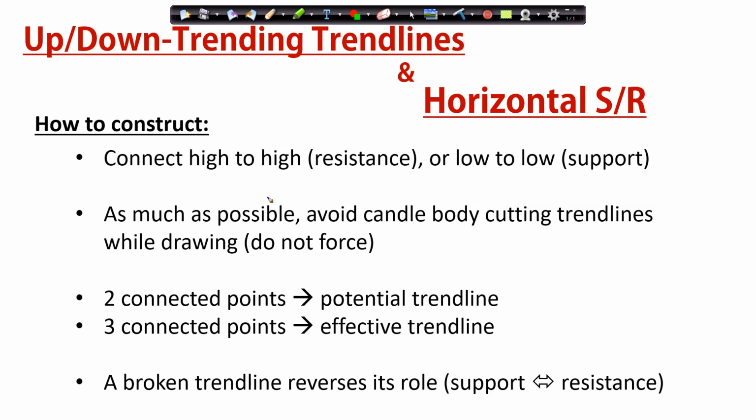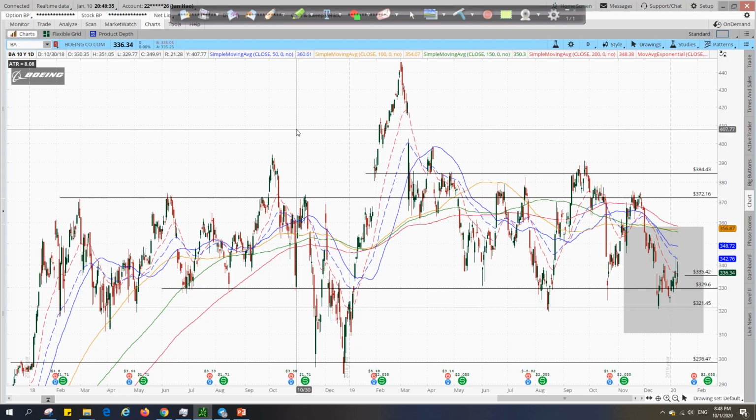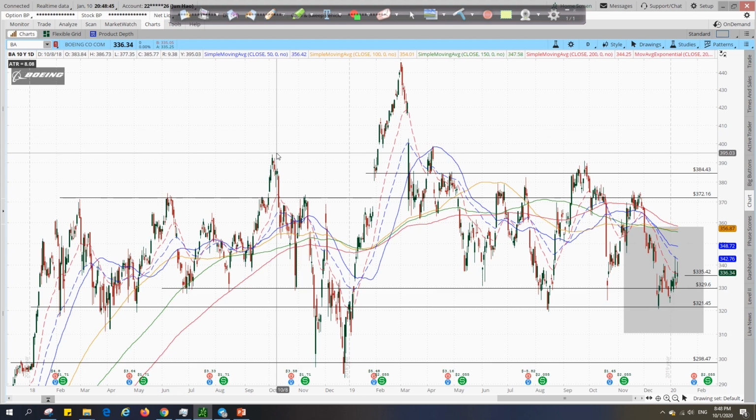So when drawing trend lines, avoid cutting the candle body with the trend lines. And do not force your way through to fit a trend line just because you think that it should be in the right place. So let me show you what I mean by that. Let's take this trend line for example. Do you agree with me that this trend line is the best trend line that we can draw at this area? Or would this be better?